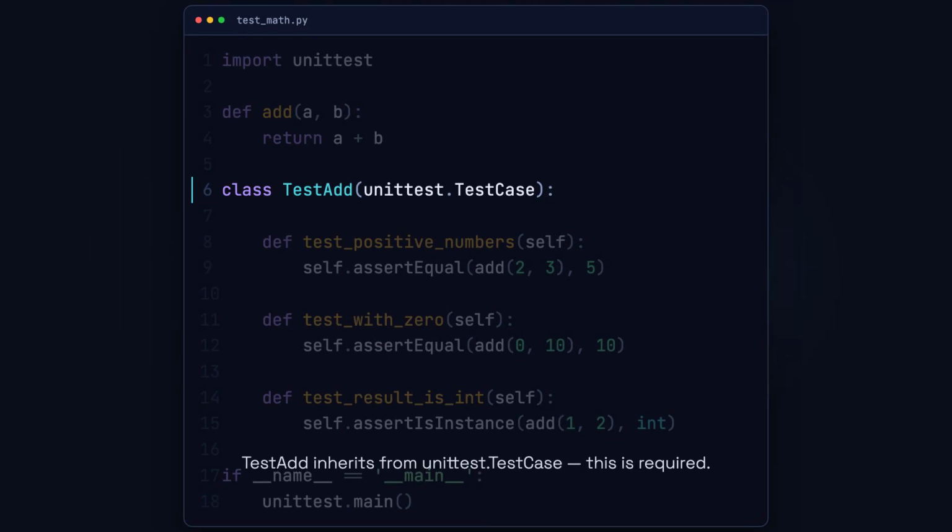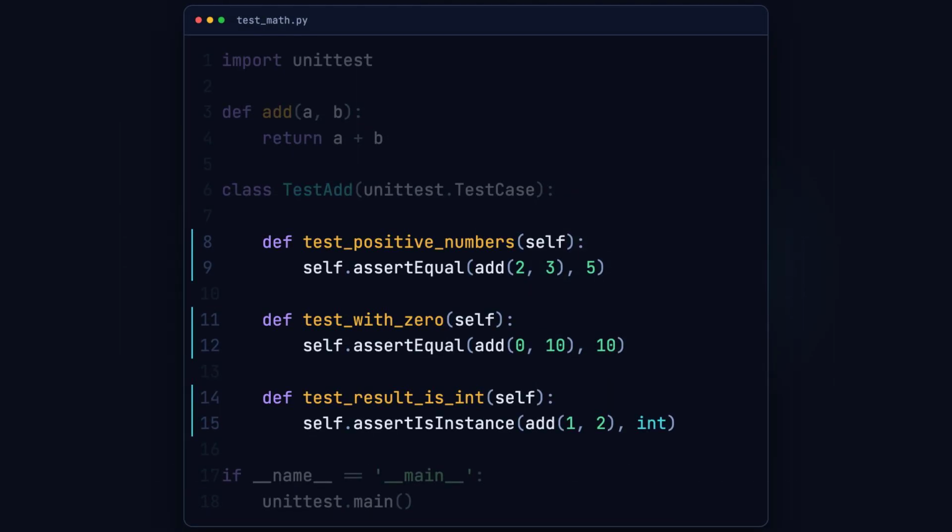We create a class called TestAdd that inherits from unittest.TestCase. This inheritance is what gives our class all the assertion helpers and tells the test runner that this class contains tests. Every method whose name starts with test_ is automatically discovered and run. We use self.assertEqual to check that two values are equal, and self.assertIsInstance to check the type of a result.